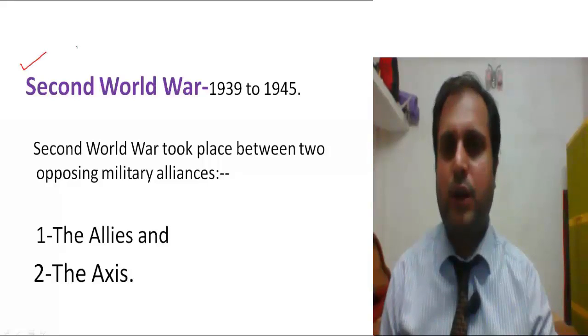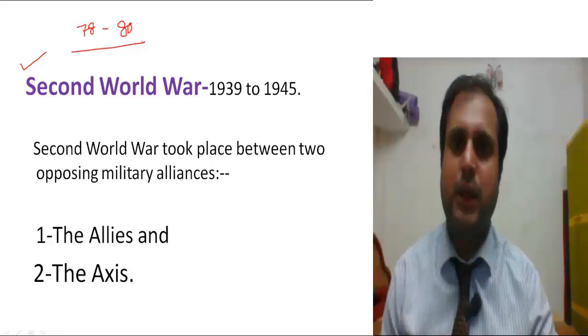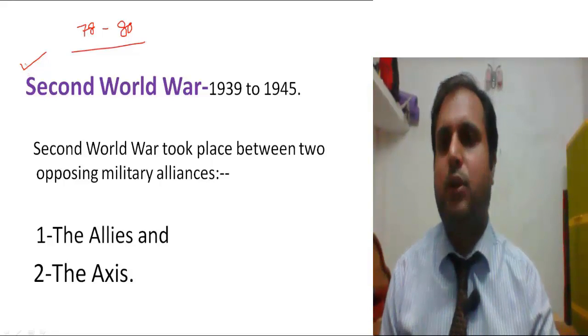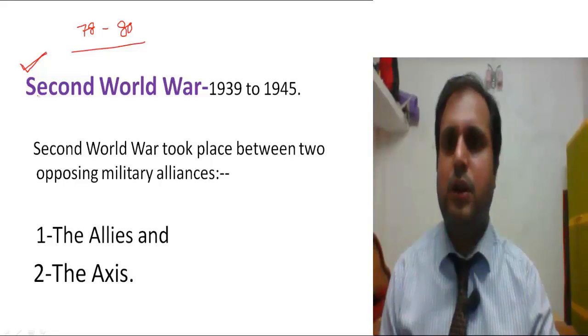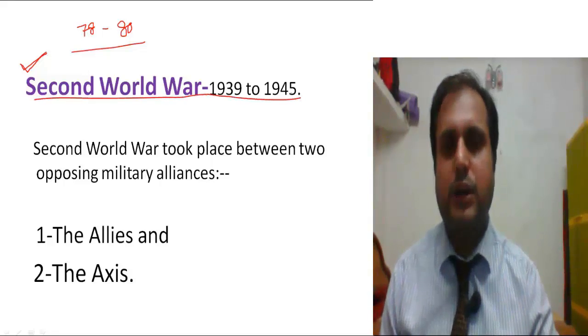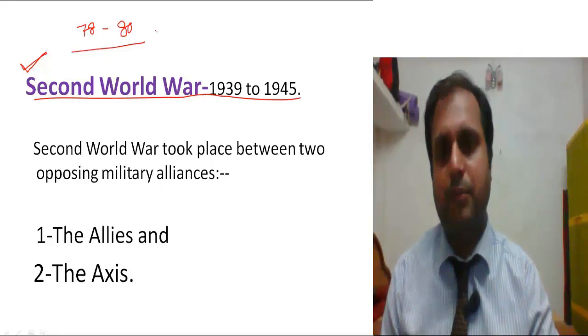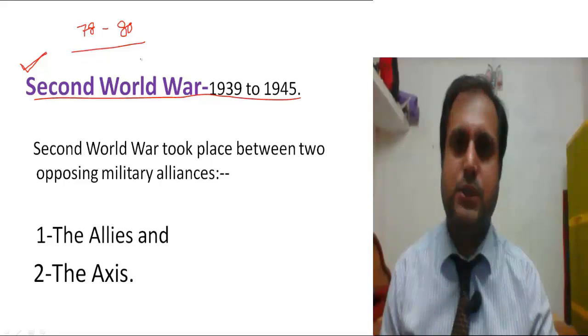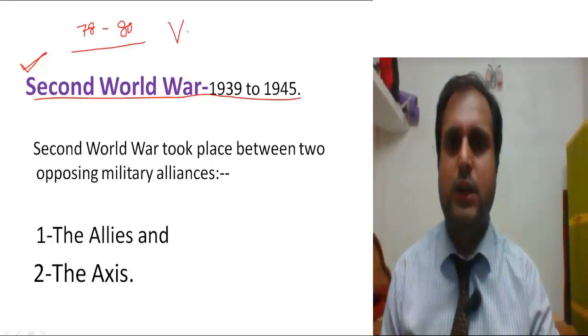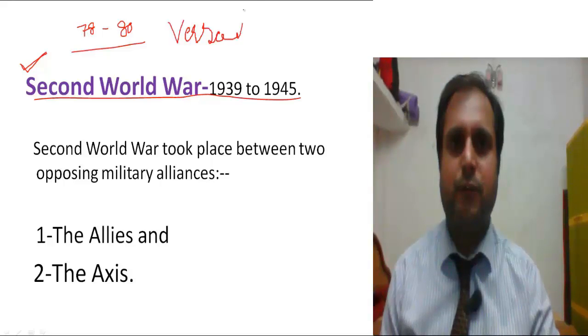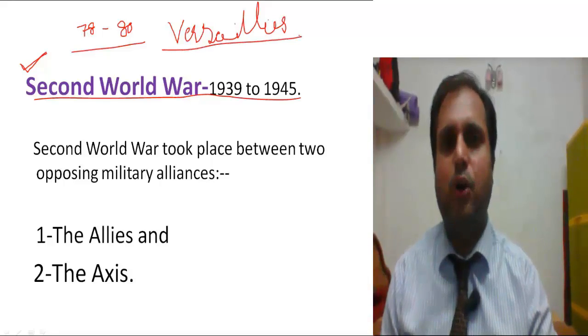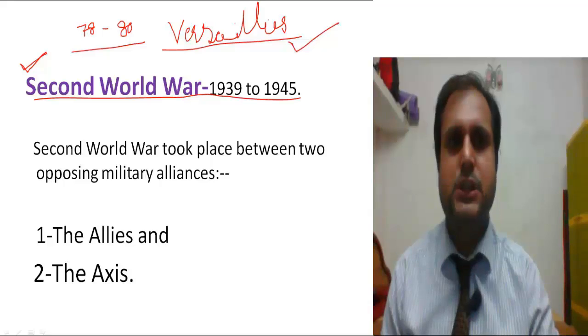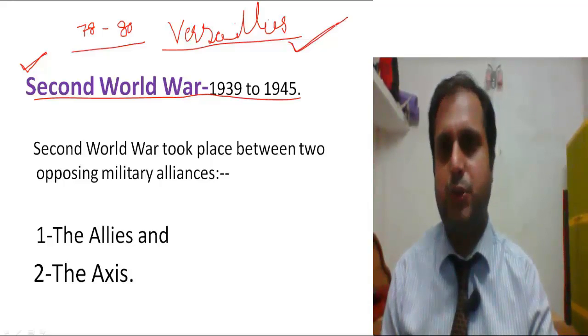If we talk about the Second World War, it is the most disastrous war in which 78 to 80 million people lost their life and many more were injured and wounded. If we talk about the main causes of the Second World War, the results of the First World War were mainly held responsible for the outbreak of the Second World War. The Treaty of Versailles is mainly held responsible for the outbreak of the Second World War. We will discuss the Treaty of Versailles in detail in this video.